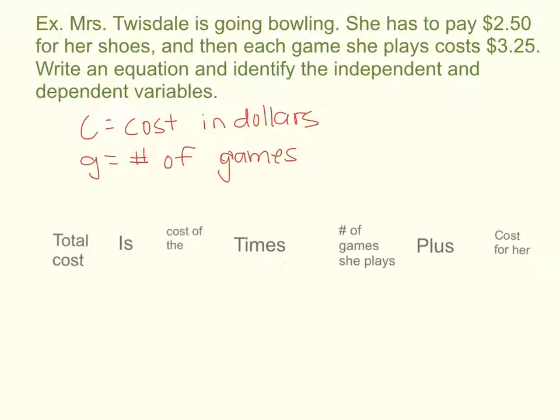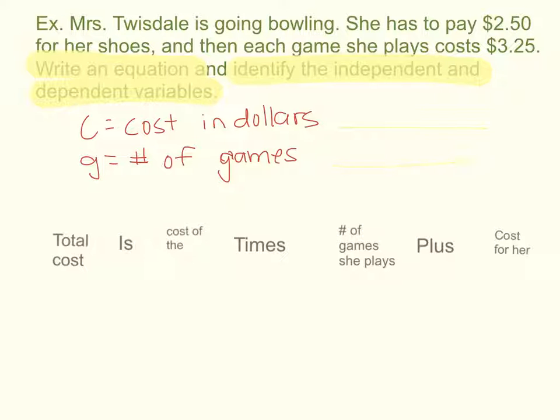Your instructions. You're going to write an equation and identify the independent and dependent variables. So those are the things that we need to do here. First of all, our variables are already spelled out for us. C is the cost in dollars. G is the number of games. It doesn't say which one's independent and which one's dependent, so we'll need to fill that in.